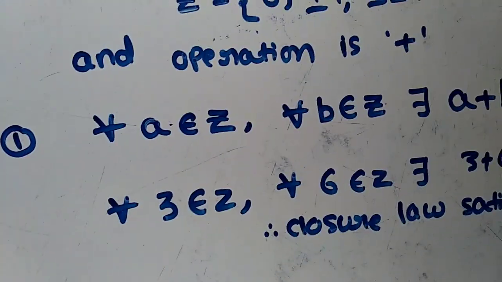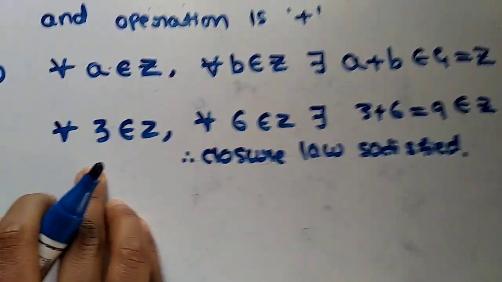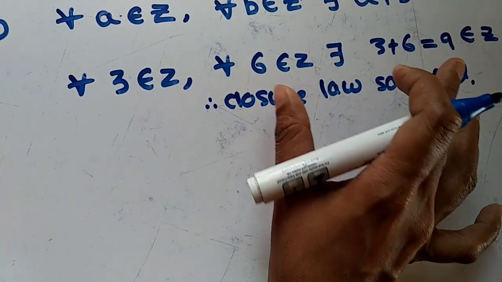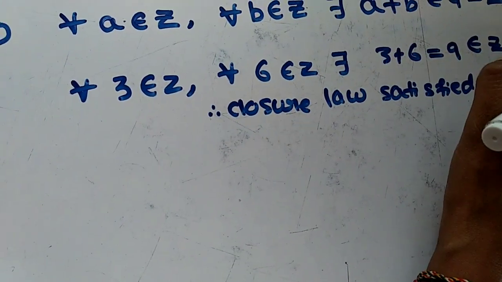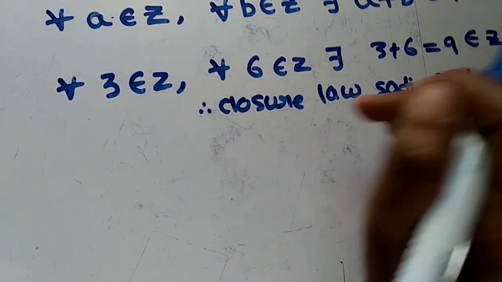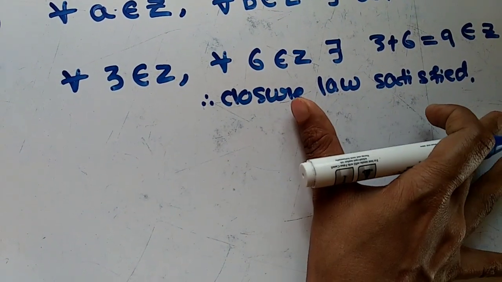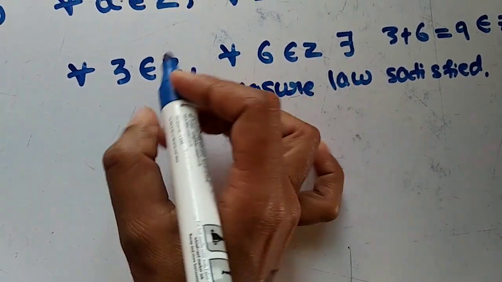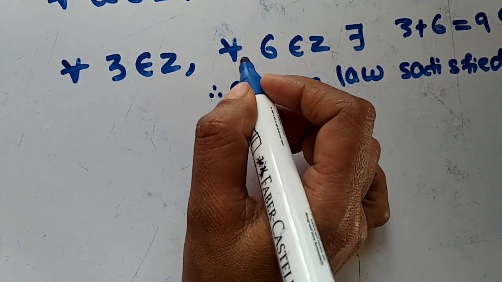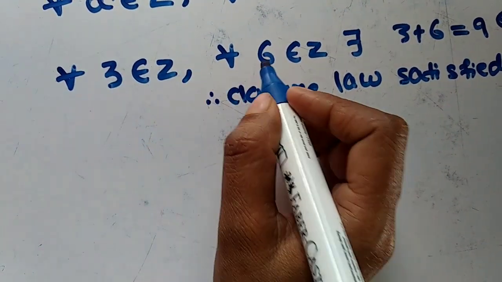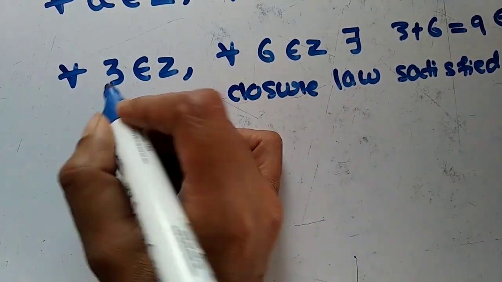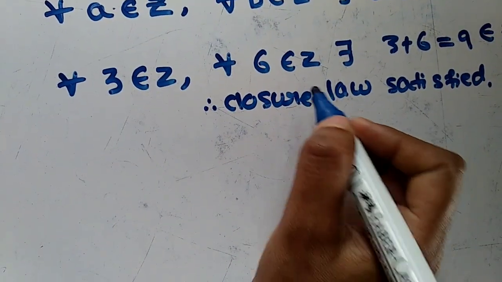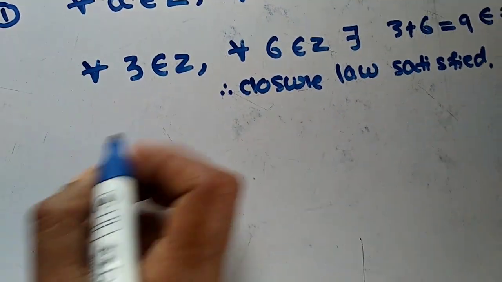If you want, you can take negatives also. If you take minus 3 and minus 6, then your answer is minus 9. Minus 9 also belongs to the integers, right? So then also your closure law is satisfied. Next, take any integers. Here I take 3 and 6. If you want, you can take 6 plus 3, otherwise take one number as minus and another as plus. Then also closure law is satisfied.